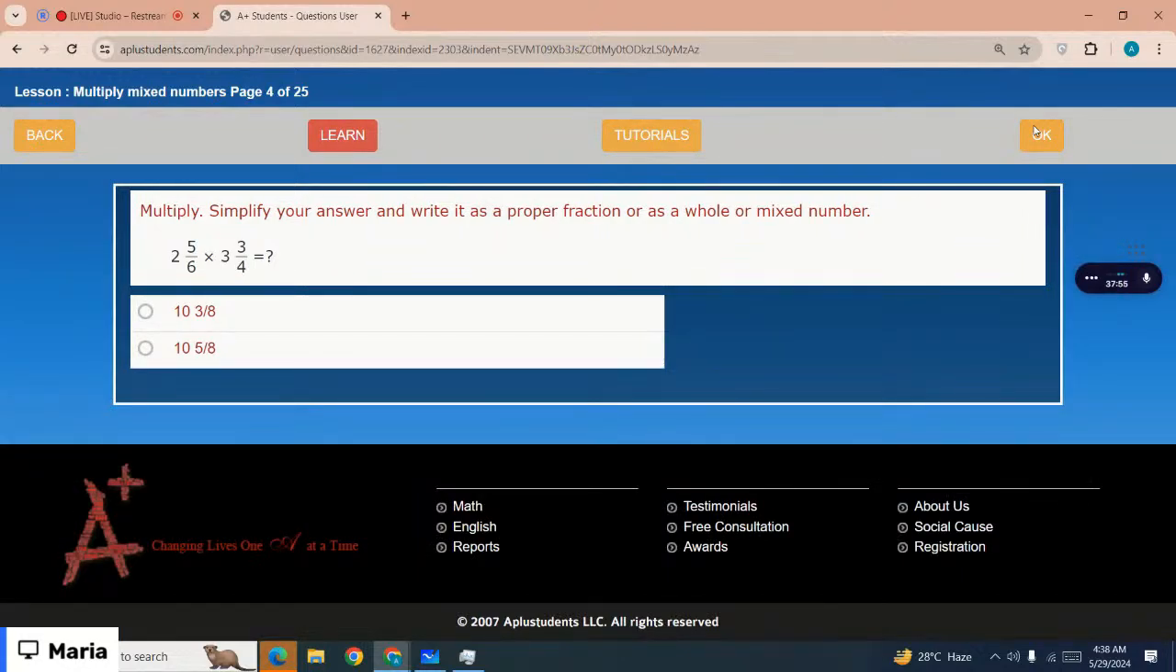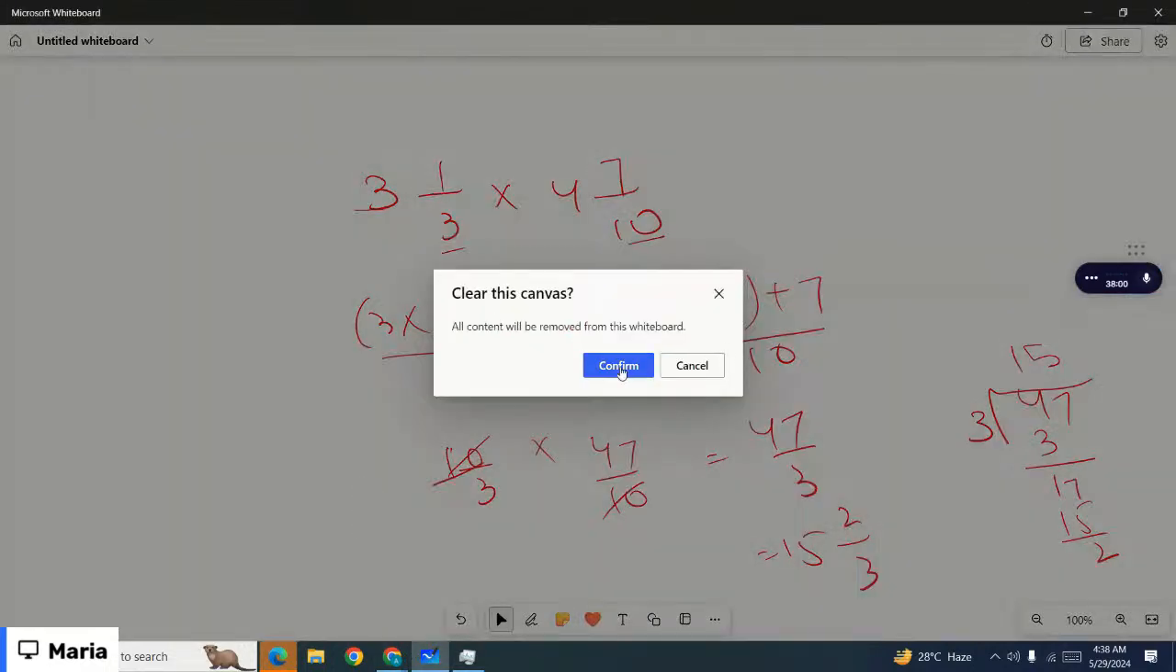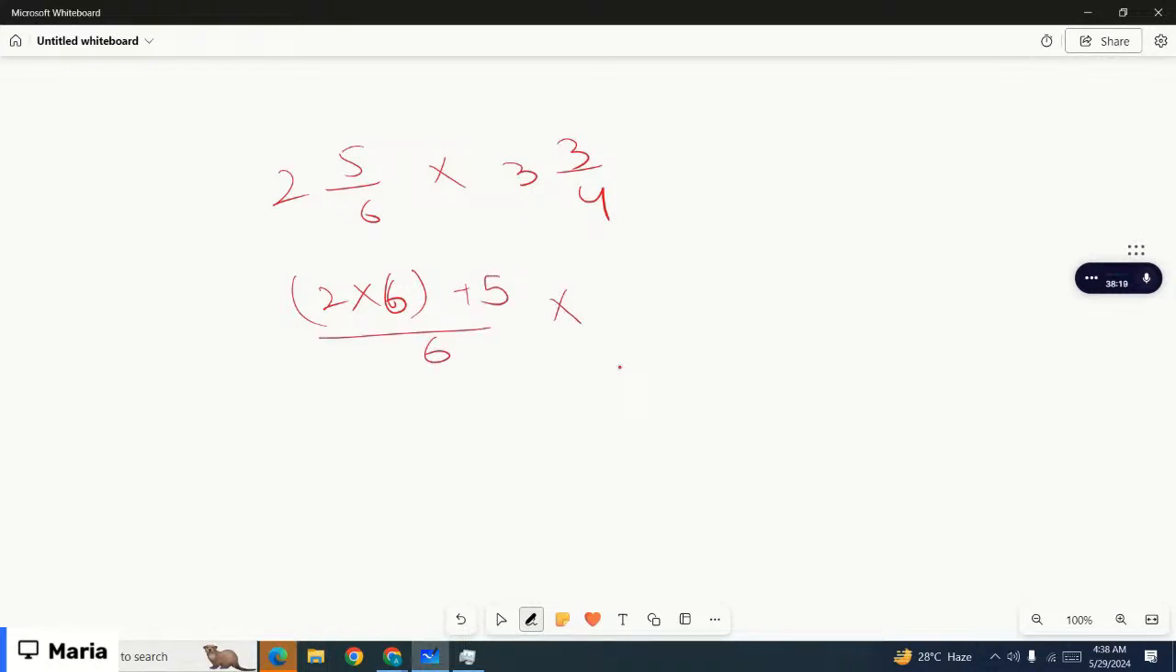The next one is 2 whole 5 by 6 times 3 whole 3 by 4. So you have to do 2 times 6. You need to add 5 and divide it by 6. Then 4 times 3 and plus 3 divided by 4. So that is 6 times 2 is 12 and plus 5, 17 by 6. 3 times 4 is 12 and 3, 15 by 4, right?